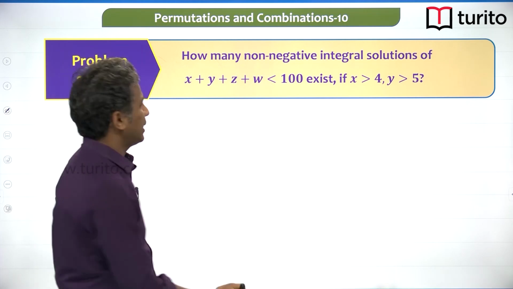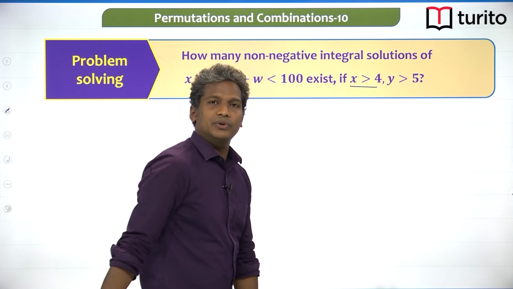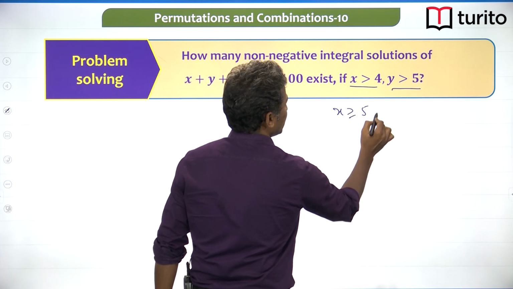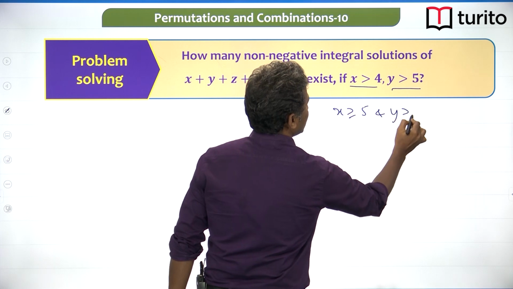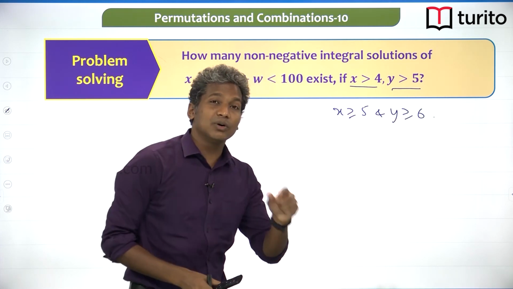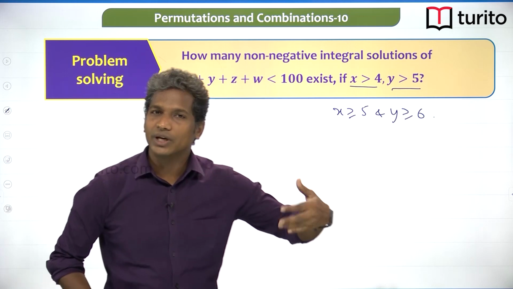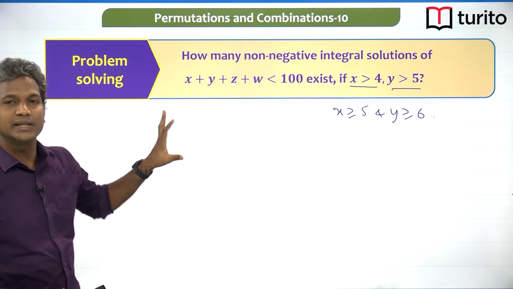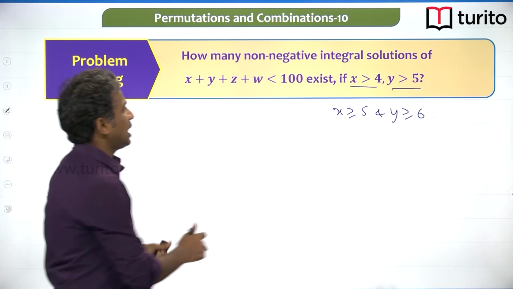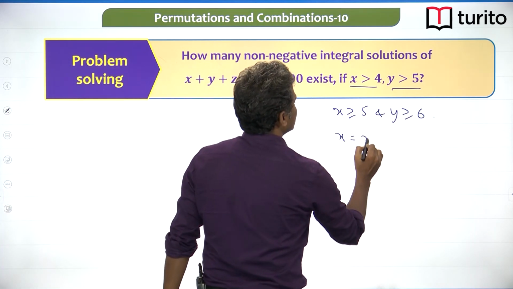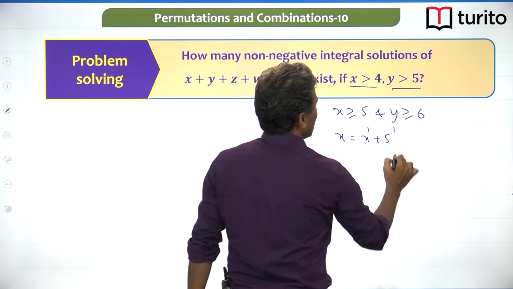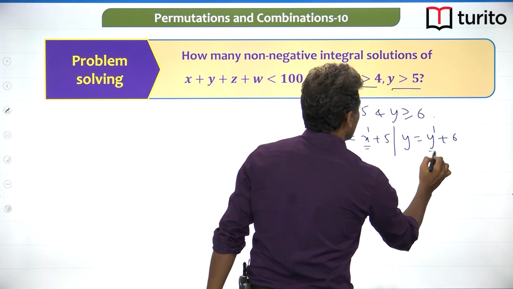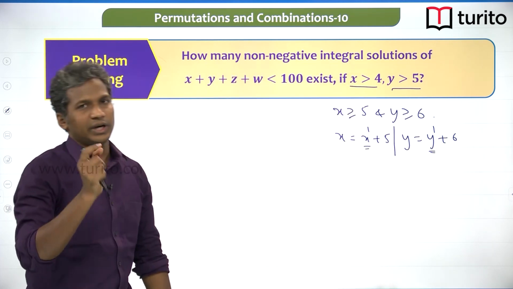One thing is clear, that x has to be greater than 4 and y has to be greater than 5, so that means x is greater than or equal to 5 and y is greater than or equal to 6. So a condition on minimum value came. So we are going to use dummy variables. I will be writing x as x dash plus 5 and y as y dash plus 6. So here x dash and y dash can become non-negative.